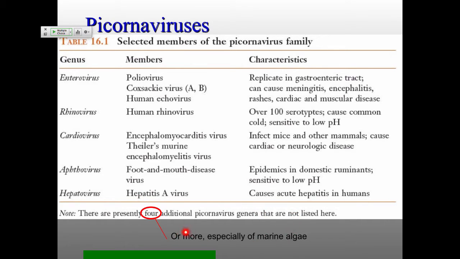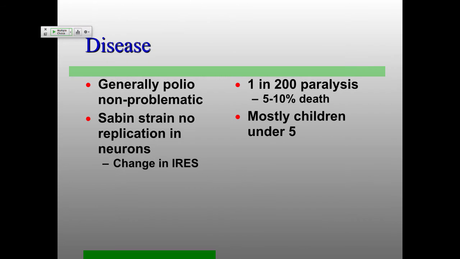So in the table in the textbook, there are also 4 additional picornavirus genera that are not listed here. There's probably a whole bunch more that are out there. In fact, a lot of those little spots that we saw way back in lecture 1, little spots of nucleic acids in seawater stains or earth or whatever, a lot of those turn out to be picornaviruses as well. There are very, very large numbers of them out in the environment. But again, we're mostly going to concentrate on poliovirus, for pretty obvious reasons having to do with disease.